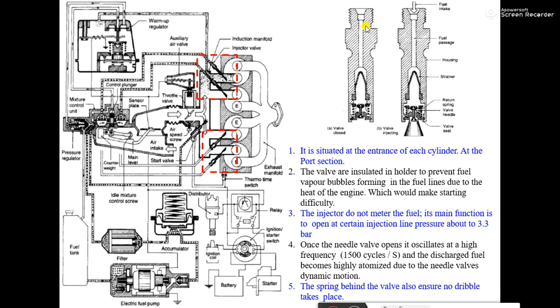So those parts are properly insulated. This body is properly insulated in order to restrict the conduction of the heat towards the fuel line, or towards the fuel present inside the injector. Okay, after that the injector does not meter the fuel. Its main function is to open at a certain injection line pressure of about 3.5 bar.